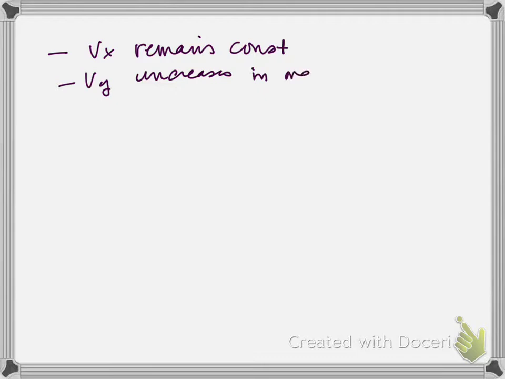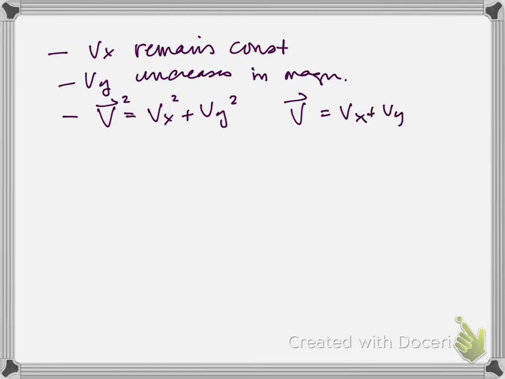Here's how the rubric breaks down. You get a point for saying that the x component remains constant. You get a point for saying that the y component increases in magnitude. You get a point for indicating that the resultant vector velocity is equal to the vector sum, Vx squared plus Vy squared, or I guess it's equal to the sum of Vx plus Vy, however you say that.